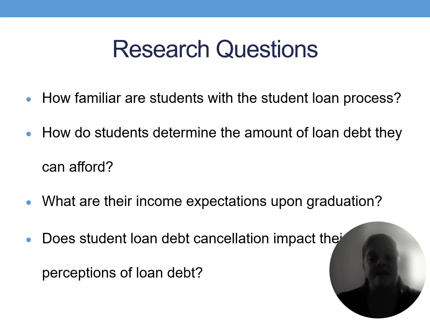Brown structured his research around 4 key questions. These research questions are as follows. 1. How familiar are students with the student loan process? 2. Do students determine the amount of loan debt they can afford, and if so, how so? 3. What are their income expectations upon graduation? 4. Does student loan debt cancellation impact their perceptions of loan debt?